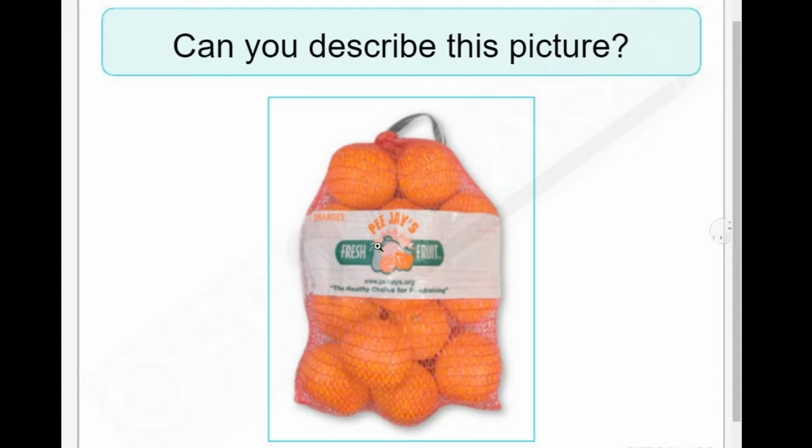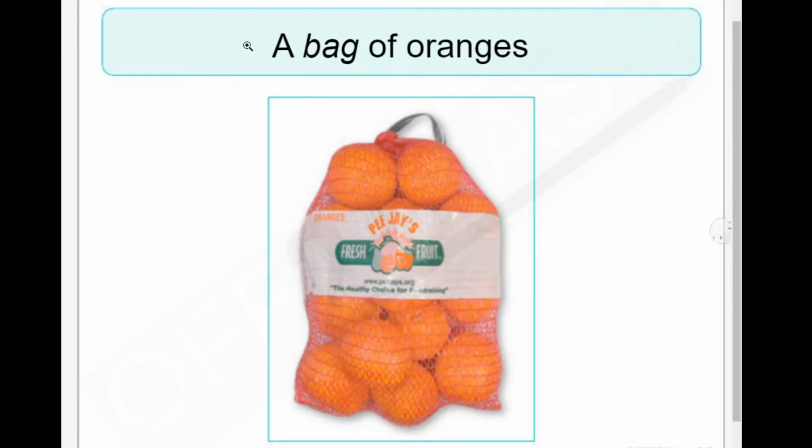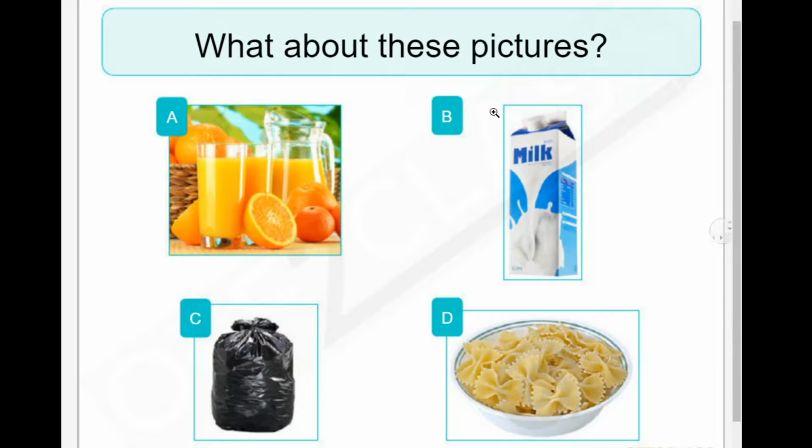Can you describe what this picture is? What is the container? You know the fruits are oranges, don't you? But the container is a bag of oranges. Please repeat. A bag of oranges. What about these pictures?